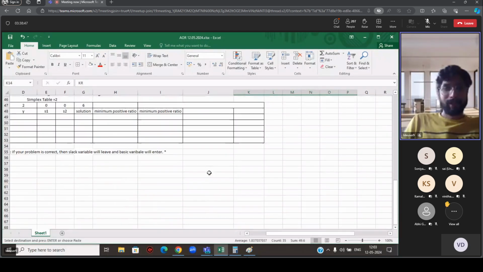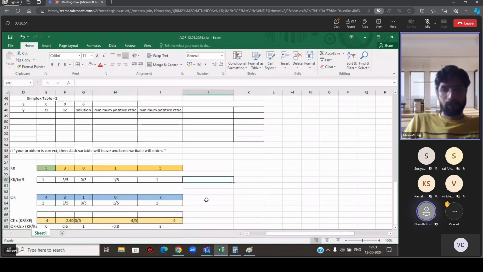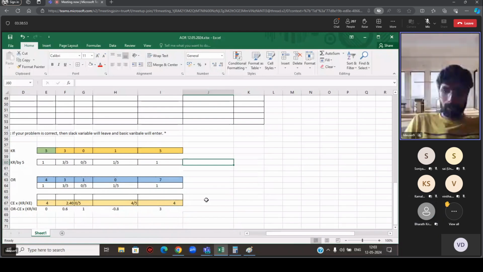I'll cut it. Sir, in some problems, the slack variable will change, sir. Sorry? In some problems, slack variable will change and basic variable will enter, sir.